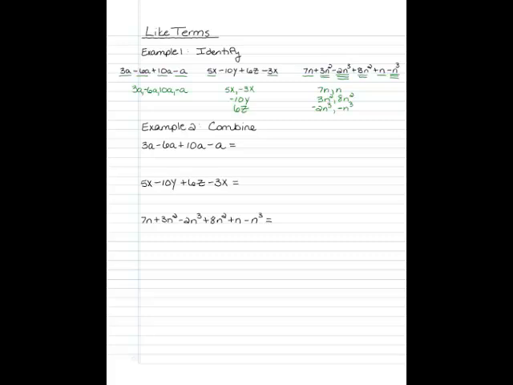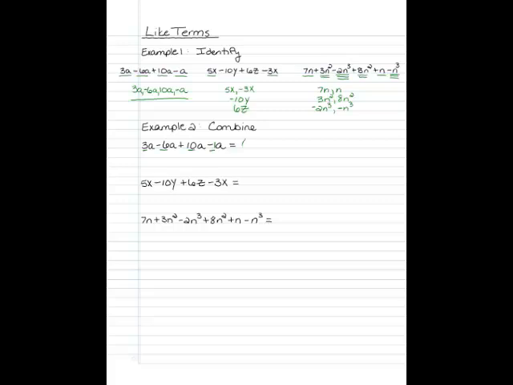Now once we have identified the like terms, we can simplify the expression by combining them. Now in order to combine like terms, you want to focus on first identifying them and then adding or subtracting the coefficients. So in this first example, 3a minus 6a plus 10a minus a, all of these were like terms. So to combine them, you add and subtract the coefficients. The coefficient of this first term is 3. Then we have a negative 6. Then we have a 10. And this last one, the coefficient would be a negative 1.